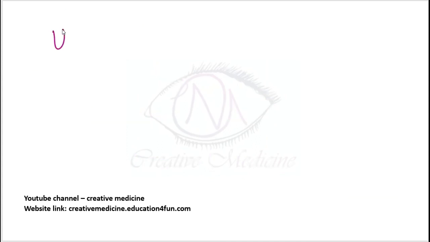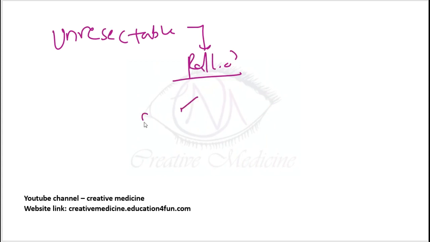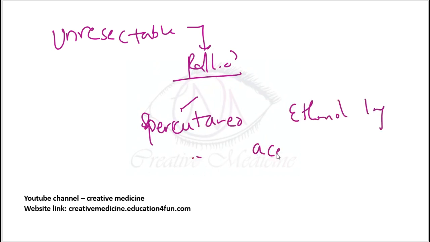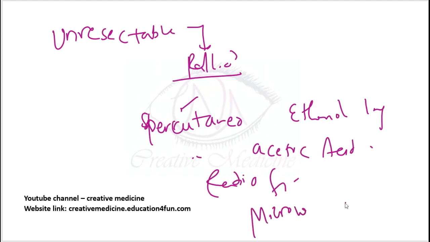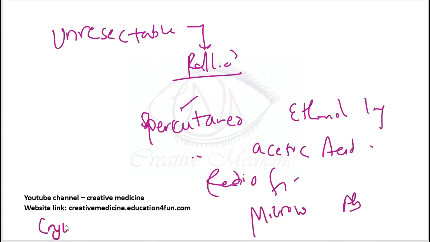Then if it is an unresectable tumor, then obviously palliation should be done. In palliation you can do percutaneous, not subcutaneous, percutaneous procedures. Through the skin you can inject ethanol. Percutaneous ethanol injection can be done. Percutaneous acetic acid injection can be done. Radiofrequency ablation can be done. Microwave ablation can be done. You can also do cryoablation, and you can also do transarterial chemoembolization.